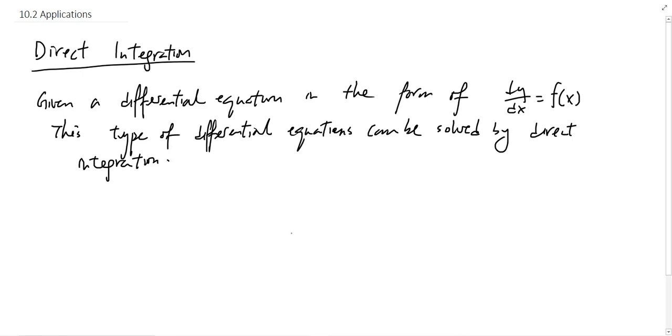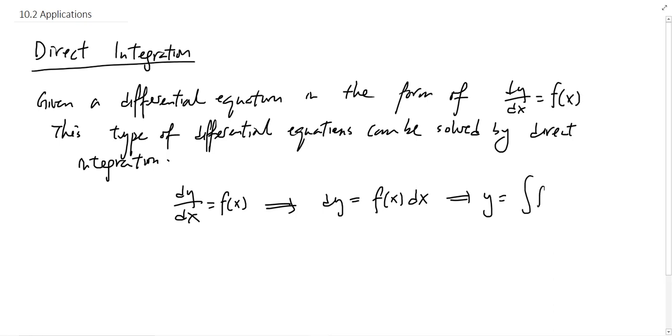So what does that mean? Well, basically it means the following. If you're given dy over dx equal to f of x, then that would mean that dy equals f of x dx. And then that would mean that y must equal the integral of f of x dx, and of course, don't forget the plus c. So this type of equation always has a solution.